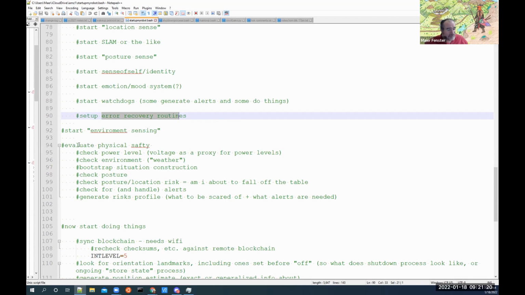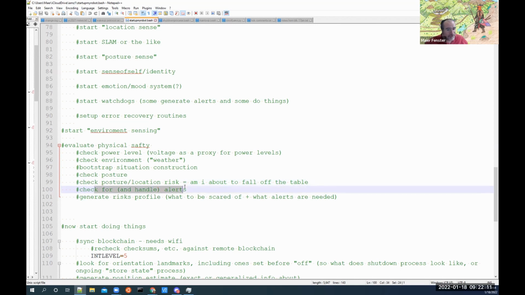Now, let's evaluate the physical safety of the rover. Let's make sure we're not about to die. So, do I have power? Is the weather okay? I have to start a module, which we call situation construction, which somehow tells the rover what's going on. I have to check the posture. Am I straight? Am I standing like that? Now I can check my posture location risk. If I'm standing like that at the edge of a table, I'm at risk of falling off. If I'm standing like this in the middle of the floor, I'm not at risk of falling off.